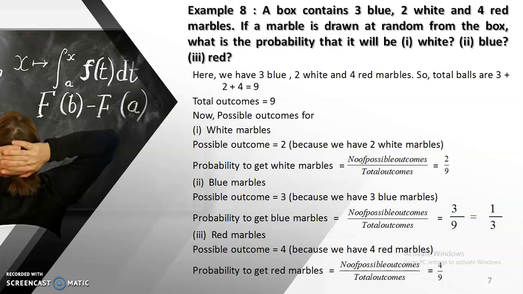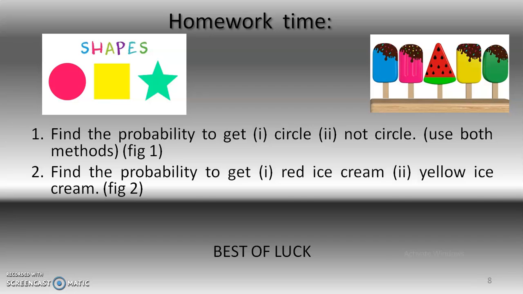And the last one, red marbles. So possible outcome equals 4, because there are 4 red marbles. So probability to get a red marble equals number of possible outcomes divided by total outcomes, equals 4 divided by 9. Got it? Here the answer is done. Now go to the next.